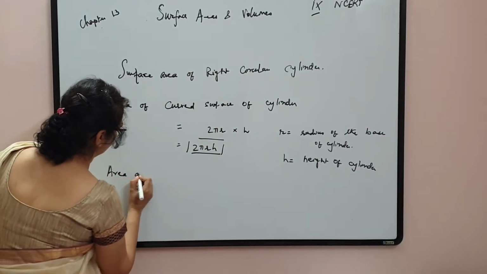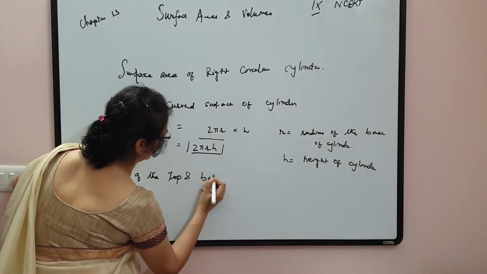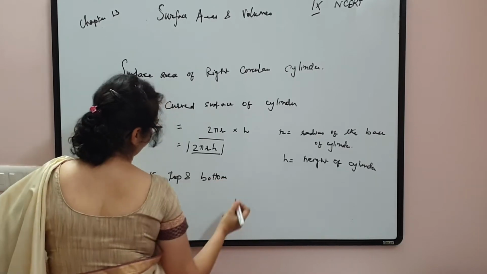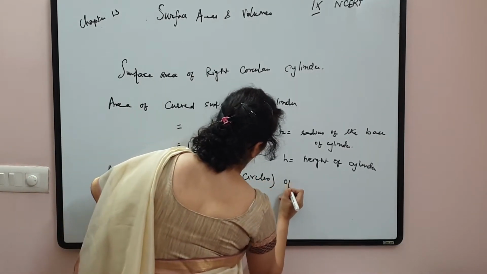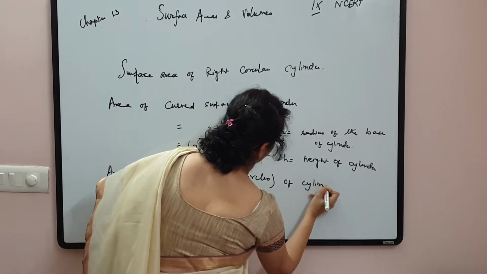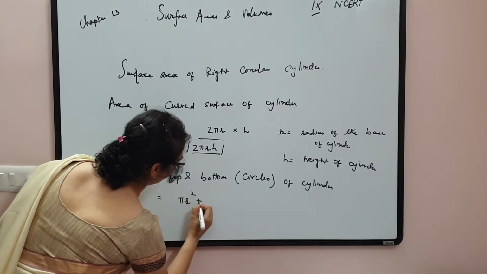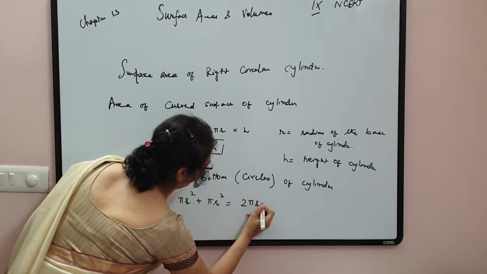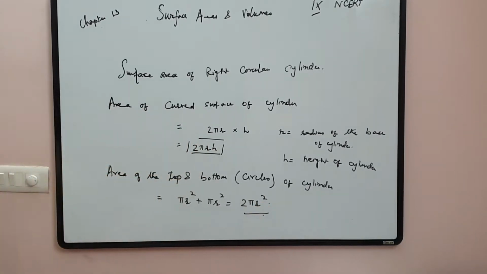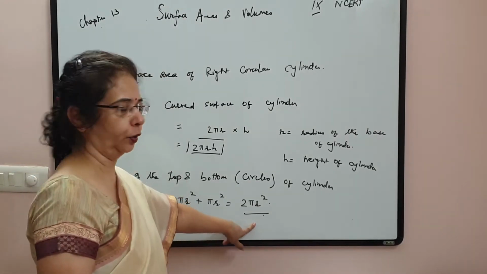Area of the top and bottom, they are both circles, children. You know, circles of the cylinder: the top area is pi r square, the bottom is another pi r square. So this is 2 pi r square. So the area of the top and bottom of the cylinder, which are both circles, is 2 pi r square.